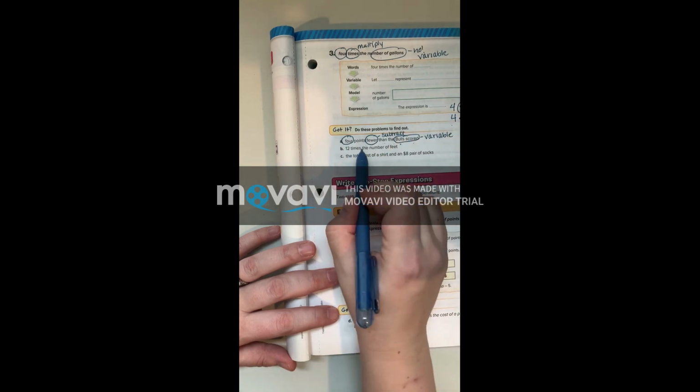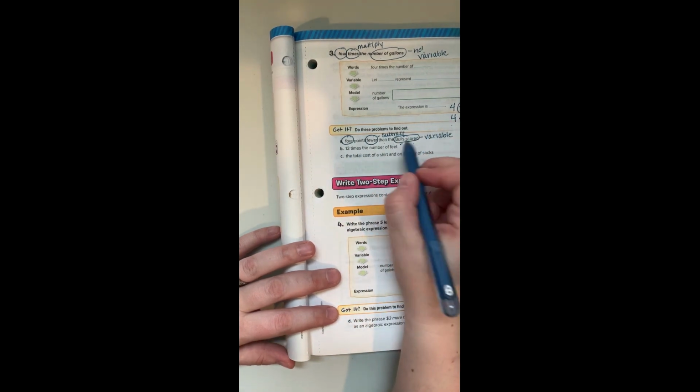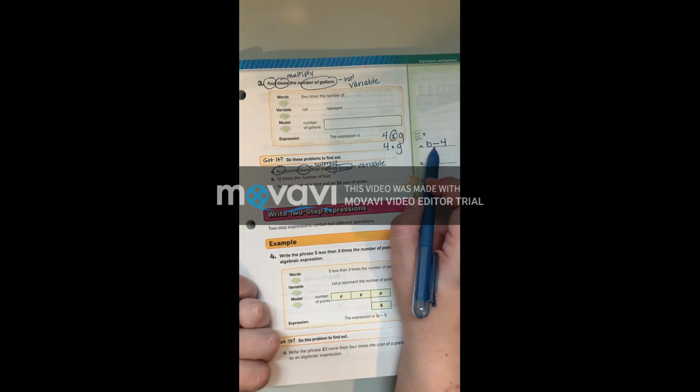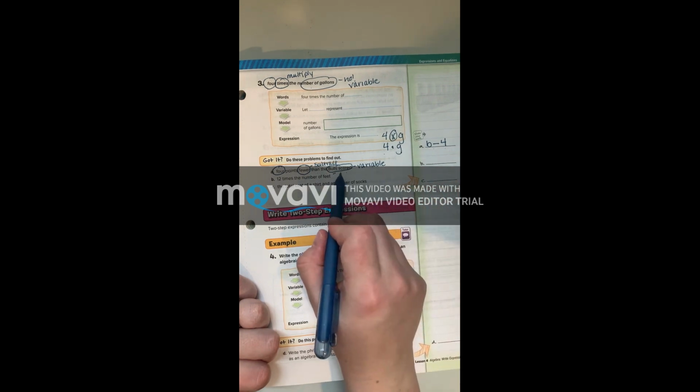Okay, so we need to put first what the Bulls scored. So we're going to put B over here because we don't know what the Bulls scored, but we know it's 4 points less than whatever they scored. So B - 4. Notice I put -4 after what they scored. It is not 4 minus B. It's not 4 points minus what the Bulls scored.